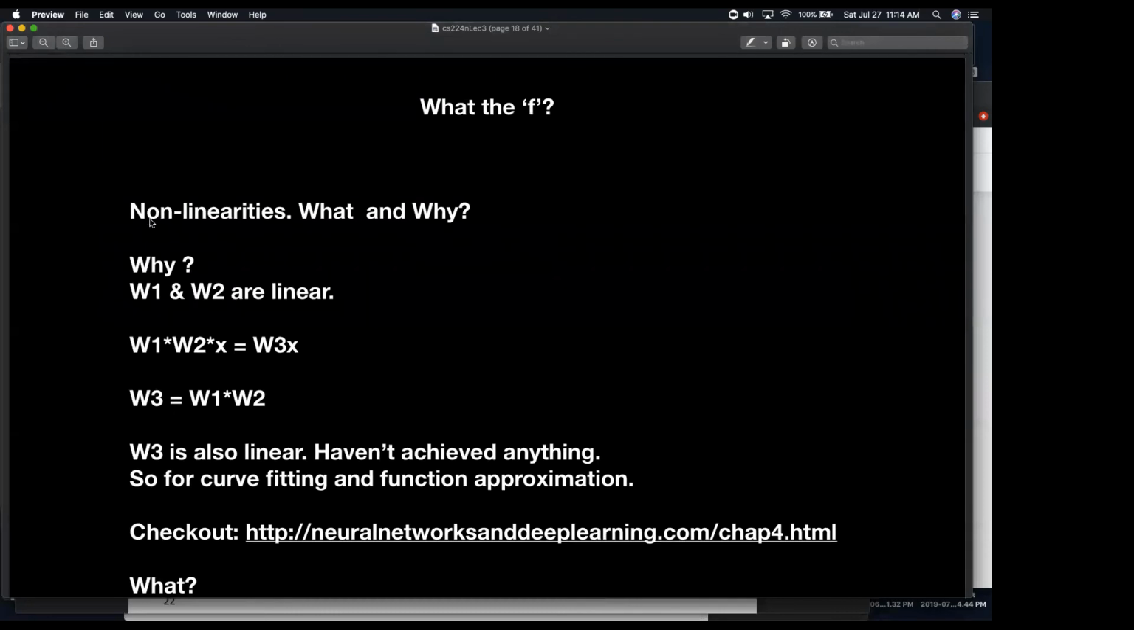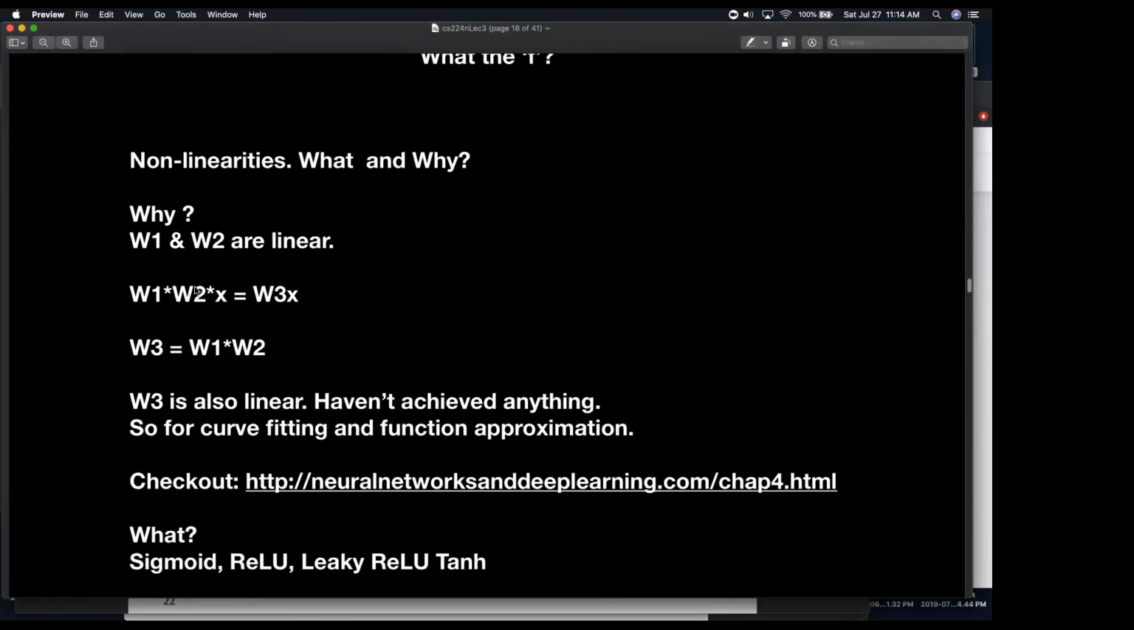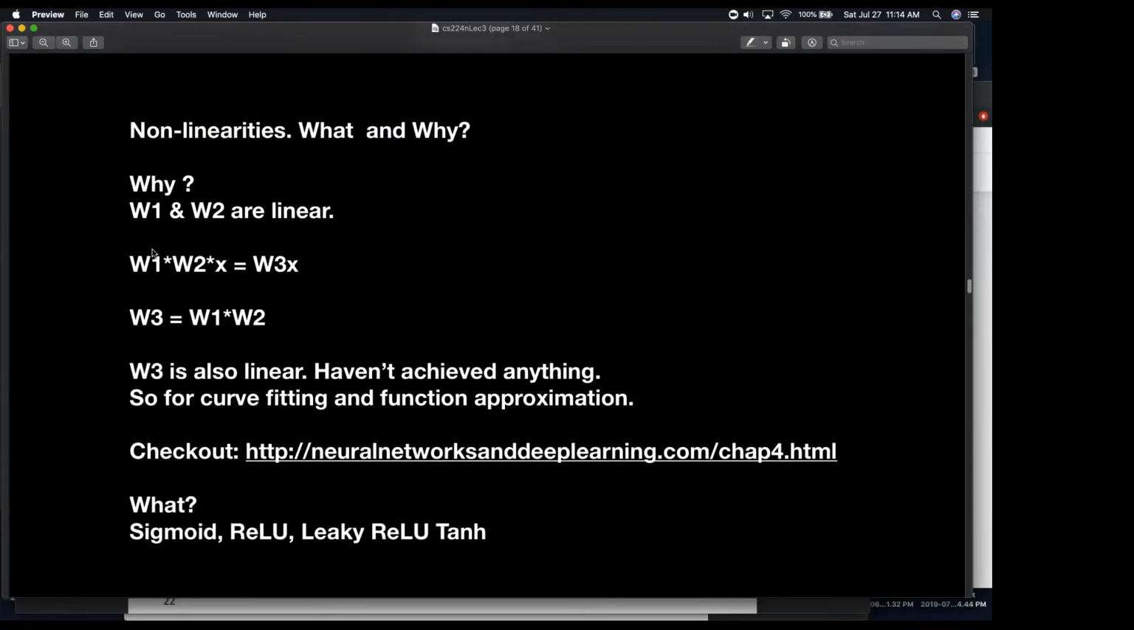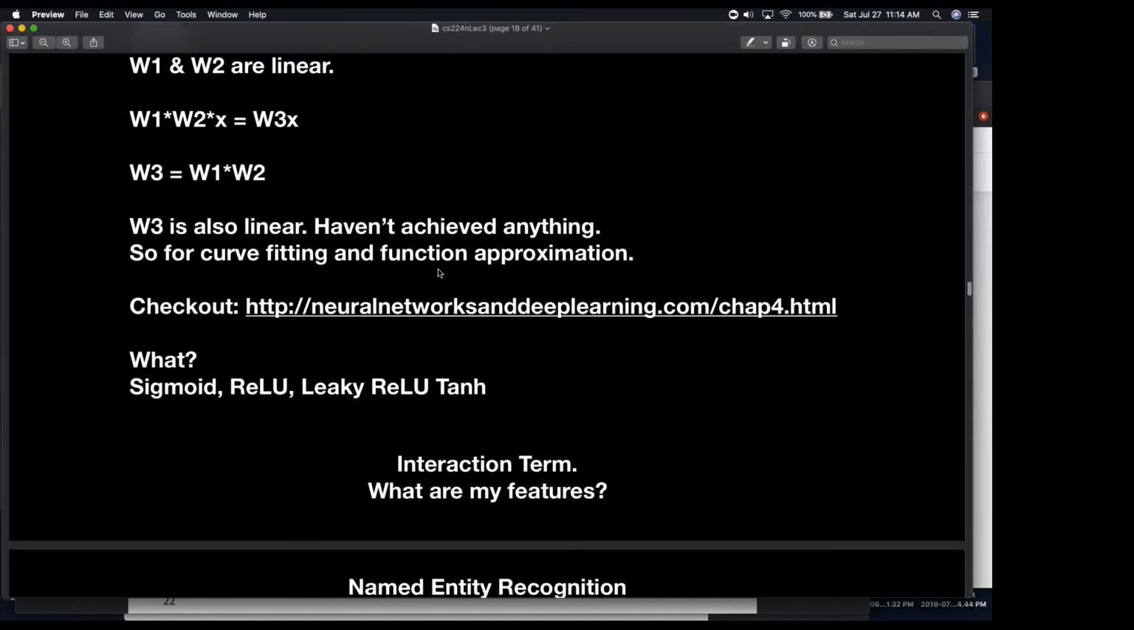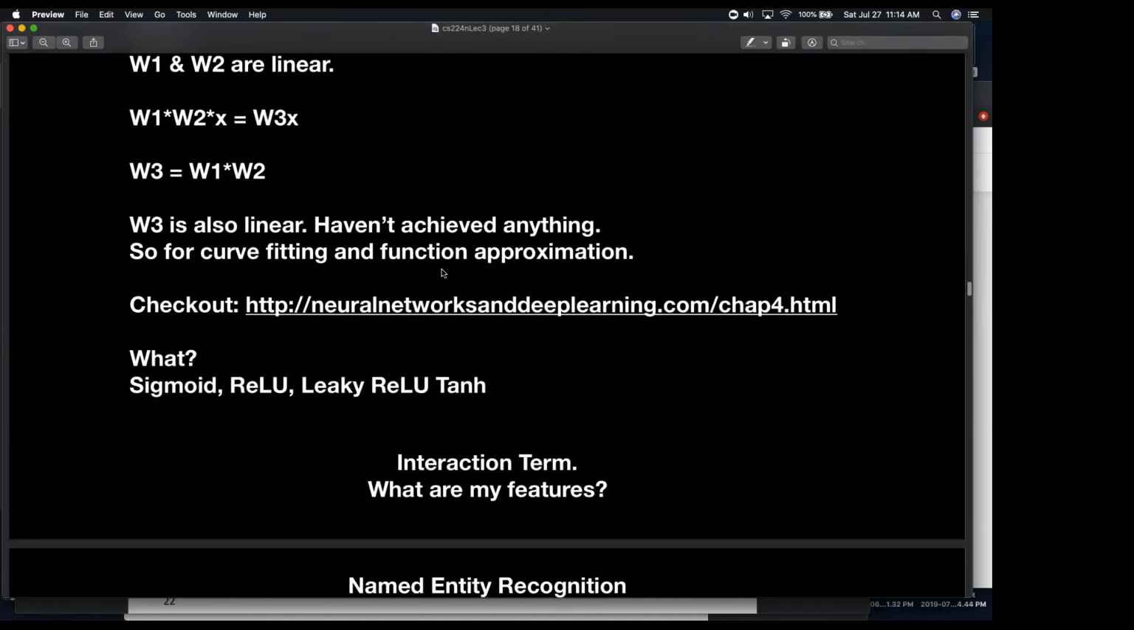So yep, nonlinearity is what and why. Like I said, W1, W2 are linear, so you can combine them up and represent them as just one unit. You haven't achieved anything. So for curve fitting and function approximation, you need to add these in.